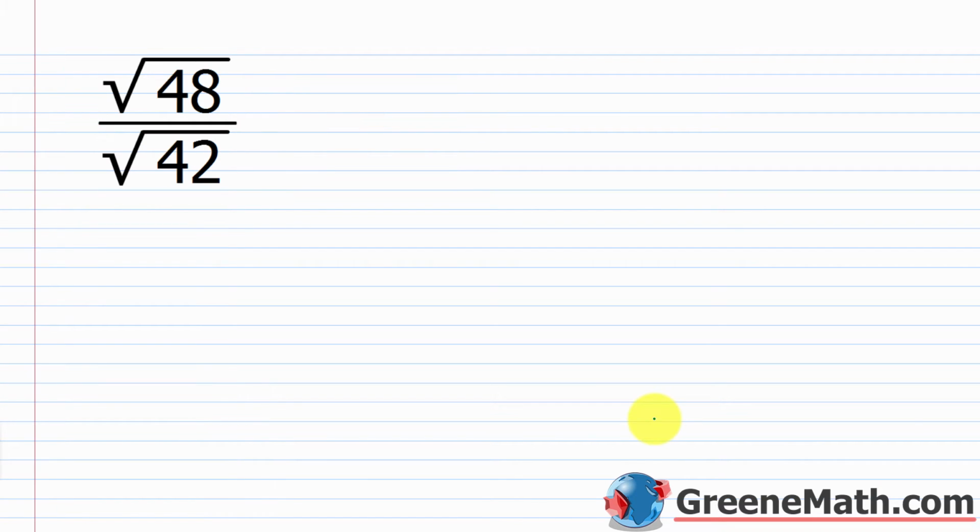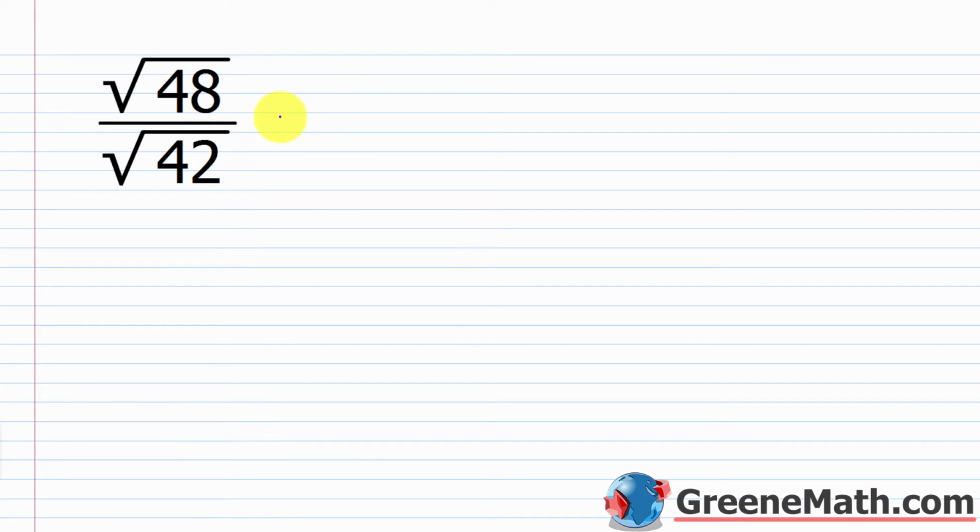What about something like the square root of 48 over the square root of 42? Again, I want to simplify before I start rationalizing the denominator. A lot of students just jump right in and go, okay, I want to do square root of 42 over square root of 42. That's going to give you more work in the end, right? You don't want to do that. So let's see if we can simplify this.